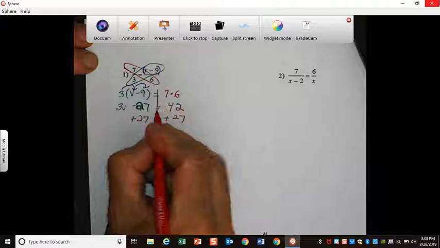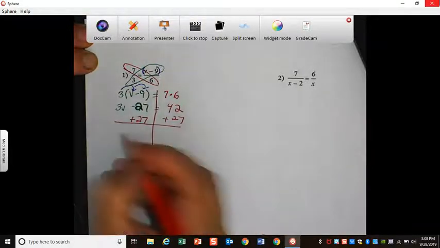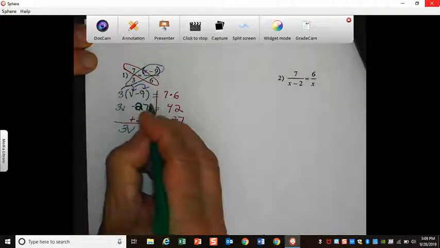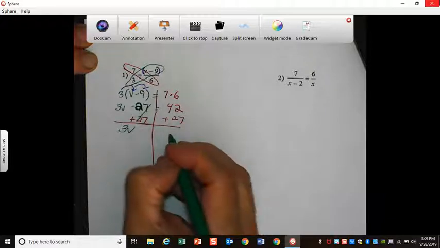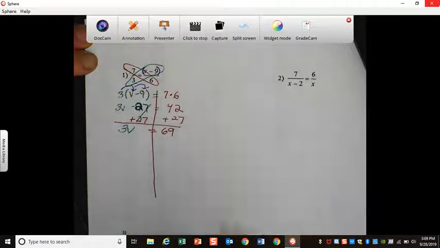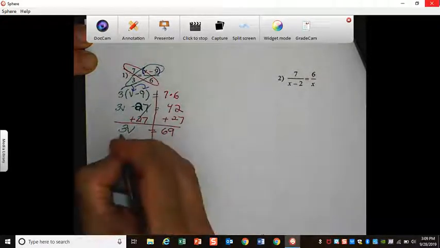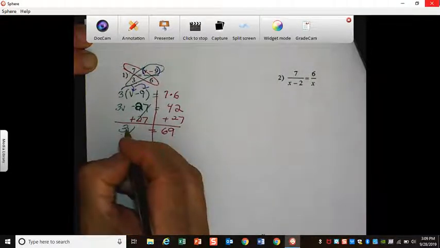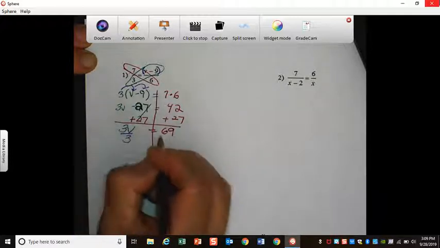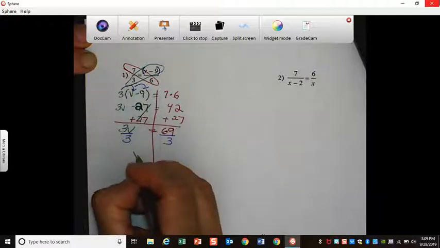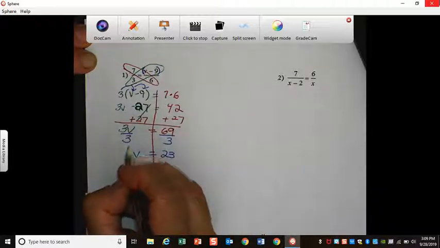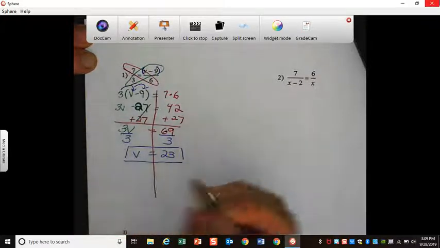The easiest thing to do here is to add 27 to both sides. And remember to build your wall. You're left with 3v on the left. The 27's cancel, and 42 plus 27 is 69. And by now most of you should know to divide both sides by 3, because we have 3 times v equals 69. The opposite of multiplication is division. Divide both sides by 3 and we get v equals 23. And that's our answer.